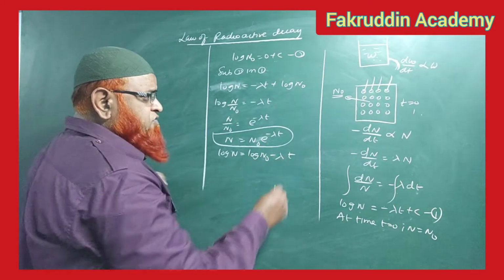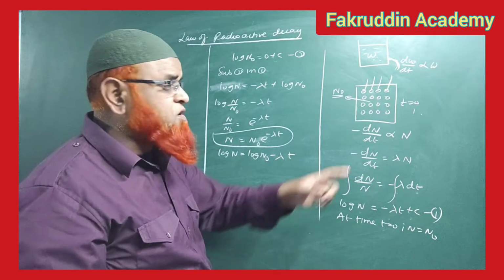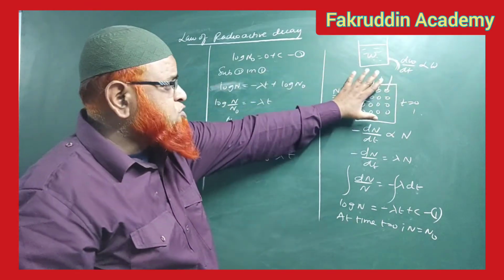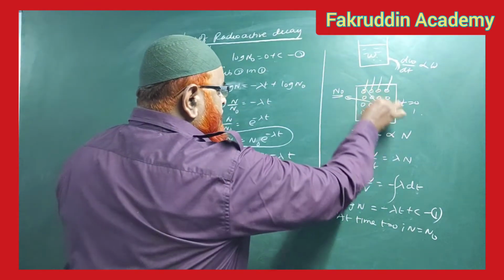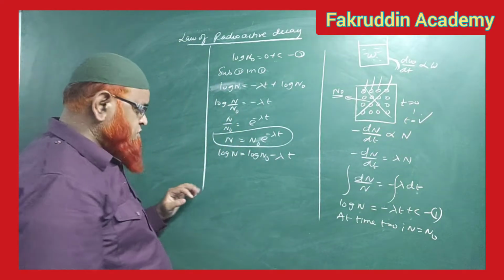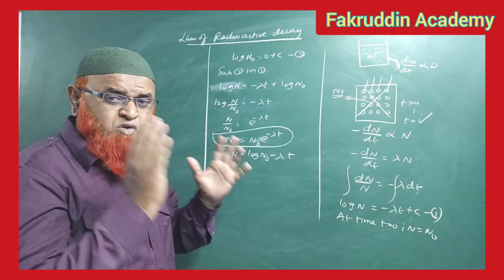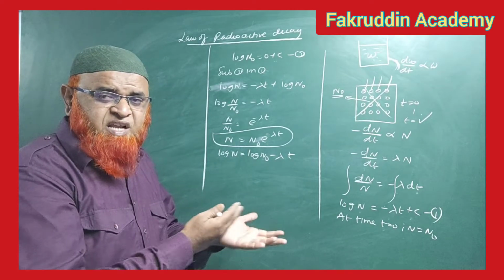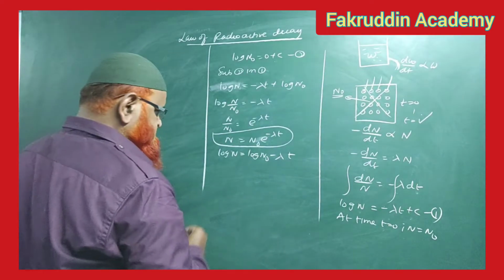Minus lambda into t, where t is said to be the total time taken for all the nuclei to decay. So whatever nuclei are present here, if all the nuclei decay, the total time taken is t. So t is taken as the total time taken for all the nuclei to decay. Let us see what we are going to get now.